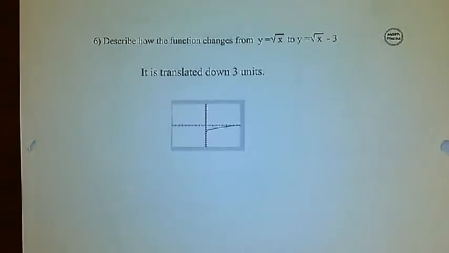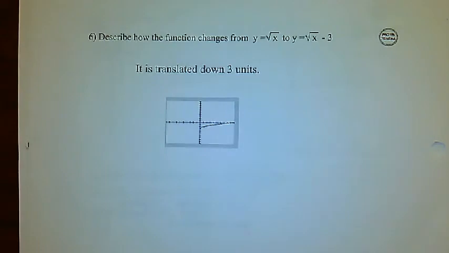For number 6, you could have put that into your calculator. That probably would have been the best thing. I have the calculator screen right here. Remember, when you are subtracting on the outside, this moves down. Please make sure you are being specific with your translations. I don't want to just know the direction, I want to know the exact number of units as well. So please don't just say it's translated down, it moves up. I wanted you to be more specific.